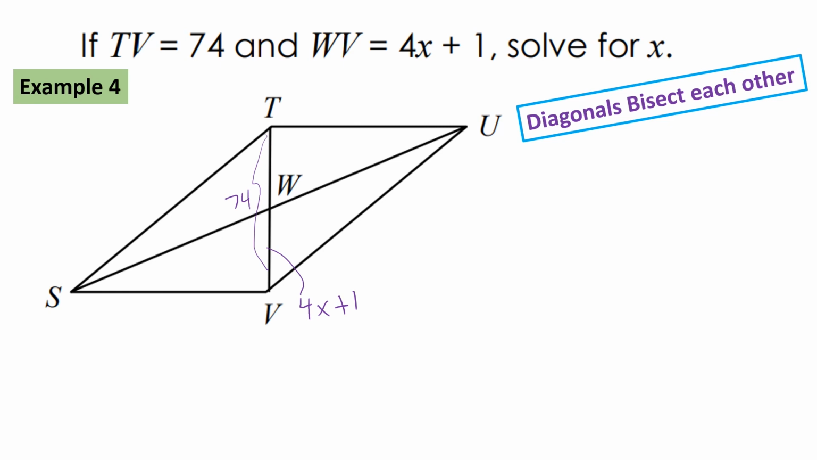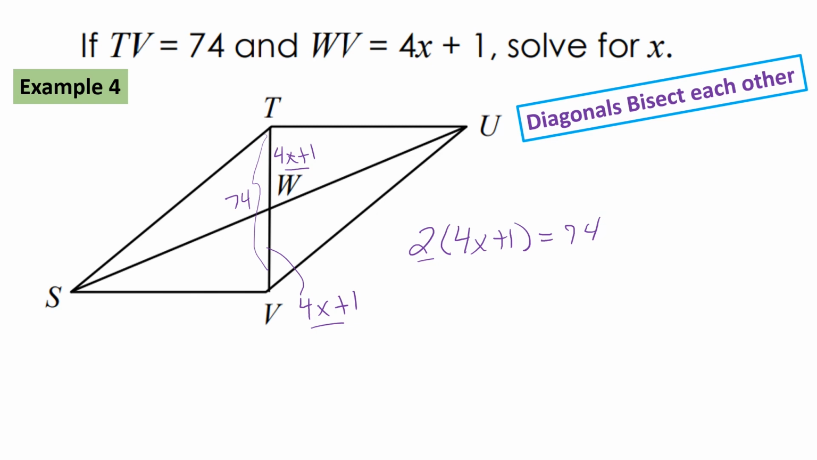And so we could set up an equation to find x. And so if I know that the entire length of TV is 74, but half of it is 4x plus 1, I could set up the equation 2 times 4x plus 1 equals 74, because if WV is 4x plus 1, then TW is also 4x plus 1 because they are congruent. So I could either add 4x plus 1 plus 4x plus 1, or I could multiply it by 2, which is the same thing, and set it equal to 74 because the entire length is 74.